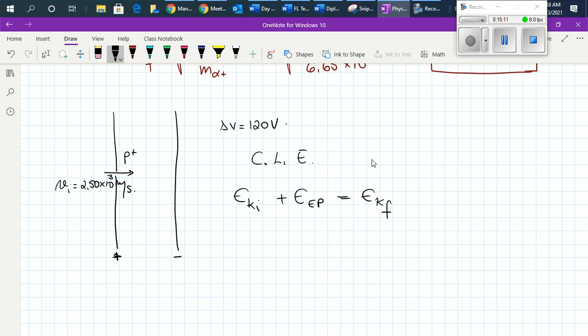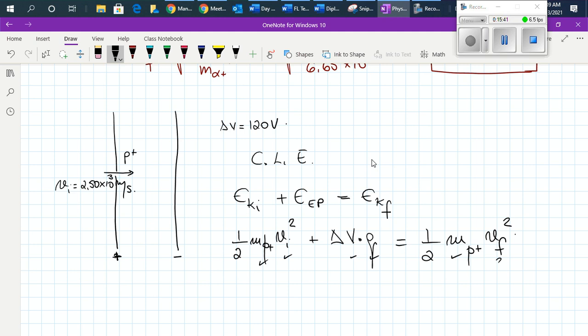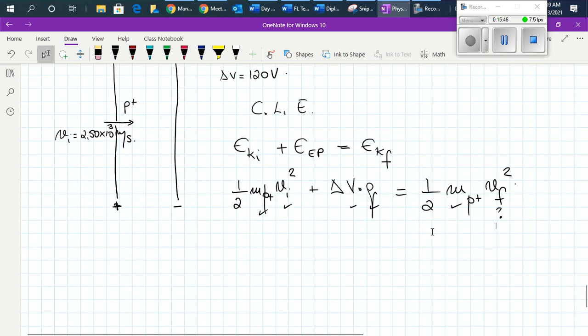Now, in the previous cases, the kinetic energy was equal to 0. Now we do have the mass of the proton, initial to the power of 2, plus electric potential energy, which is delta V times Q, and this will be equal to 1/2 the mass of the proton V final squared. Now we know everything here, but the final, the speed of the proton.